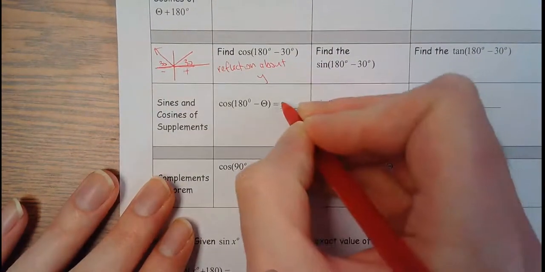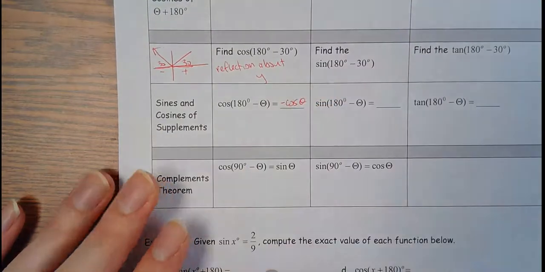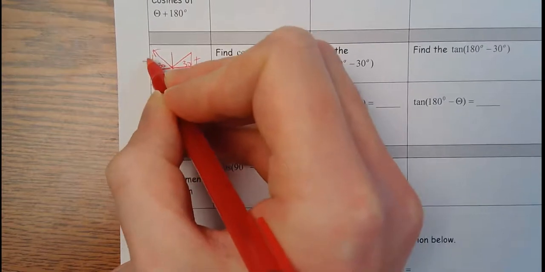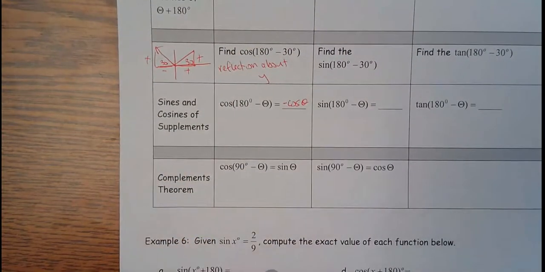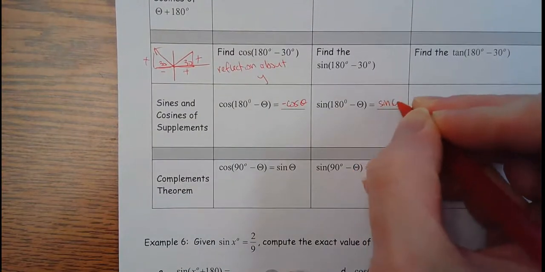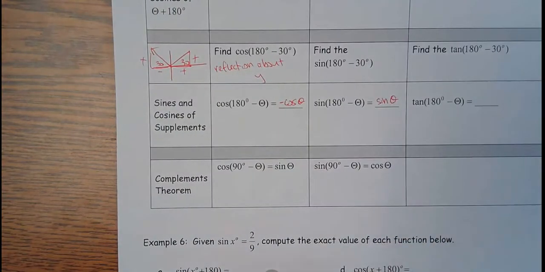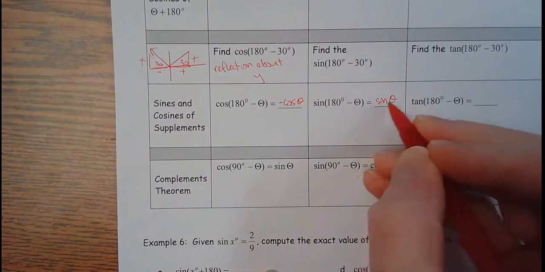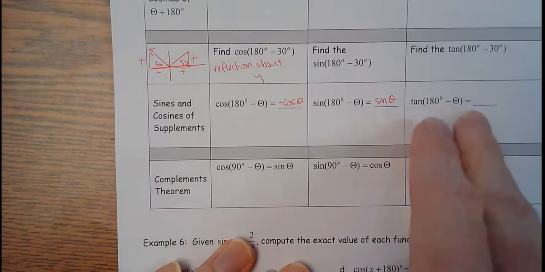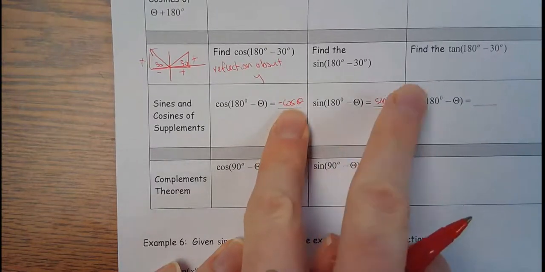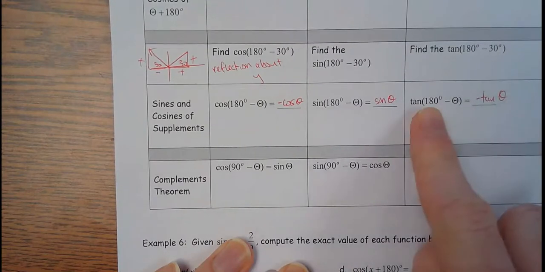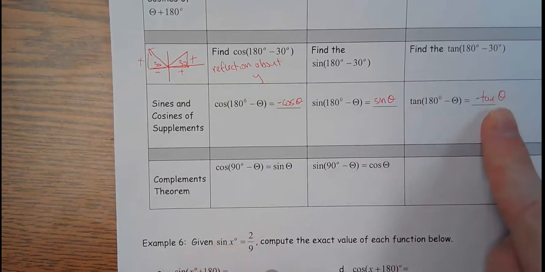So the cosine will be switched, because cosine represents the x value. Sine represents the y value. If y was positive, y is going to stay positive. If y was negative to begin with, it's going to stay negative. So the sine doesn't change. Okay, so taking sine of 180 minus an angle is the same thing as sine of that angle. It really doesn't affect it at all. When I'm trying to find tangent, look at this ratio. Positive over negative is negative, so it'll be a negative tangent. So anywhere you see this, you could replace it with that.